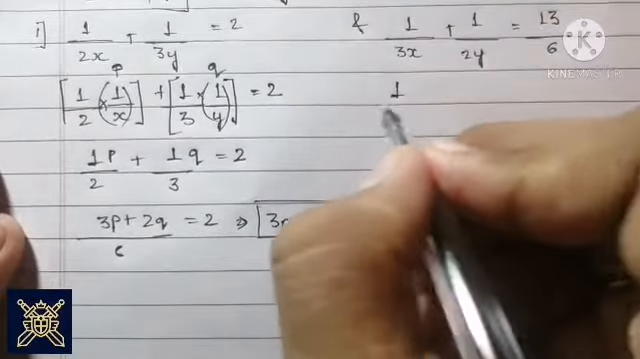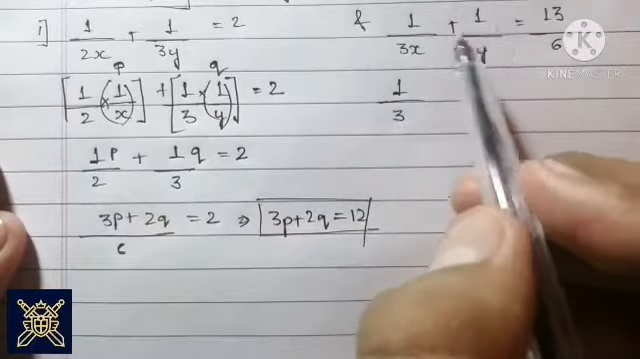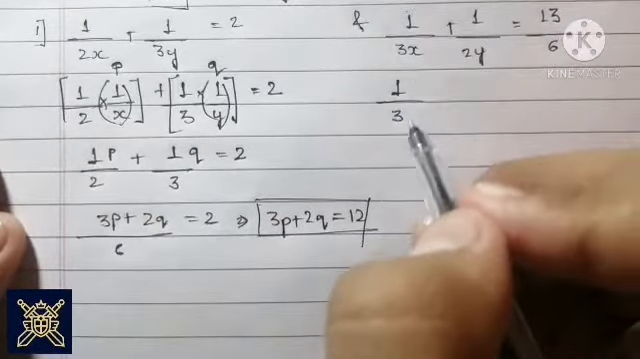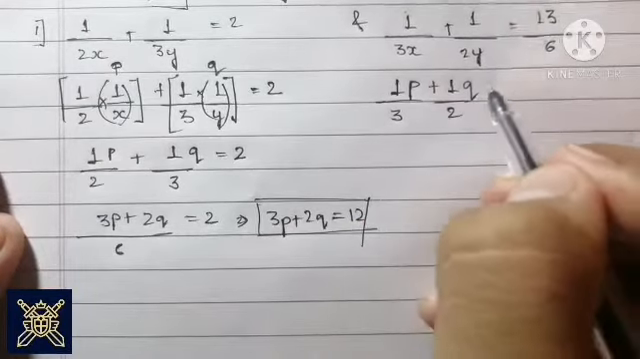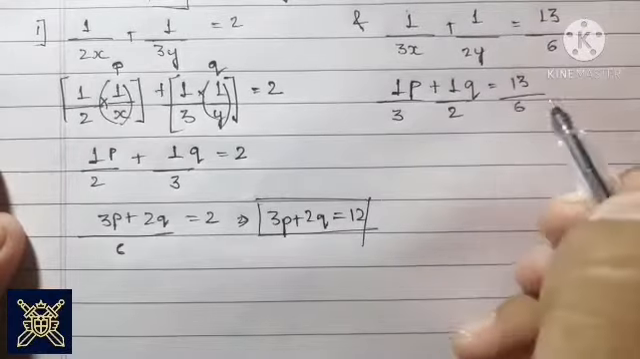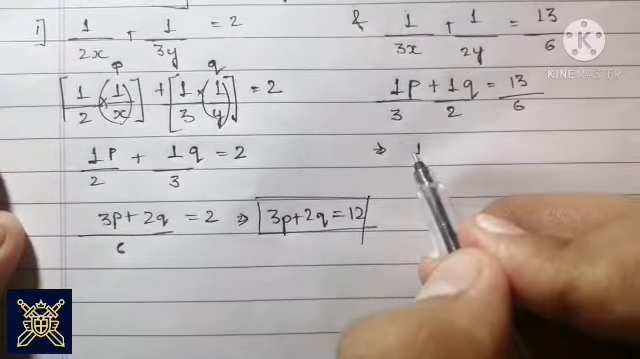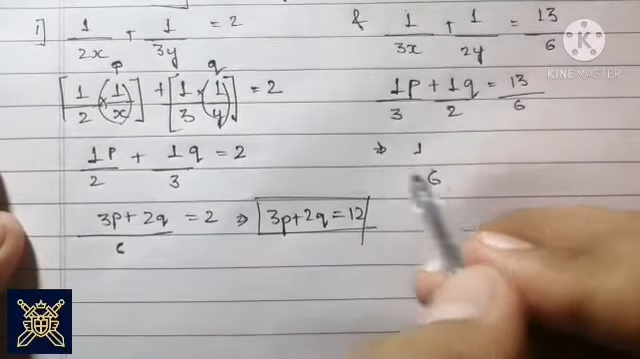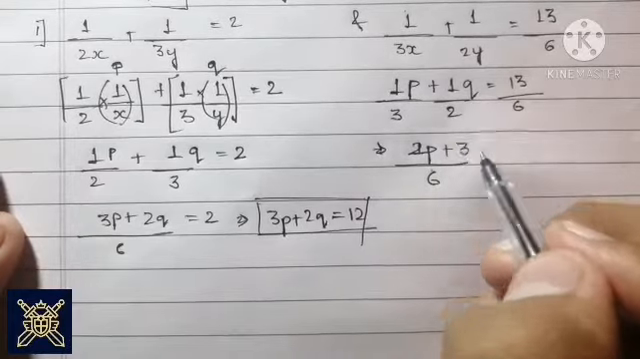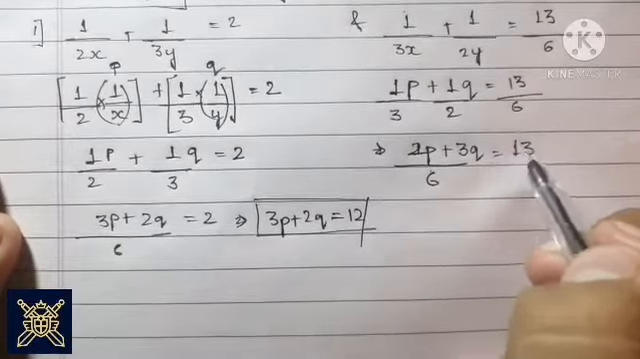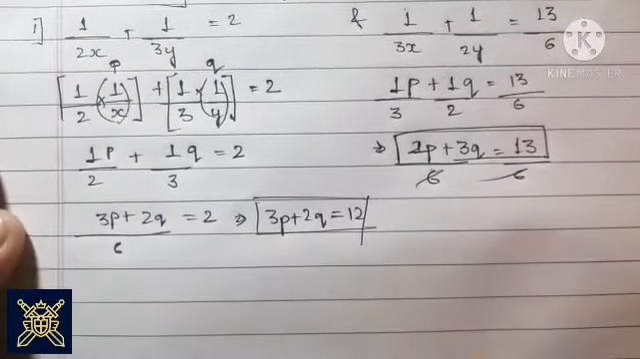Similarly, we will extract this 1 upon x term from here also. So what we get is 1 upon 3. As we have assumed 1 upon x to be p, similarly here we also take 1 upon x to be p. So 1 upon 3p plus 1 upon 2q is equal to 13 by 6. Solving this further, we take the LCM 6, so we get 2p plus 3q is equal to 13 upon 6. The 6s get cancelled, and you are left with 2p plus 3q is equal to 13.